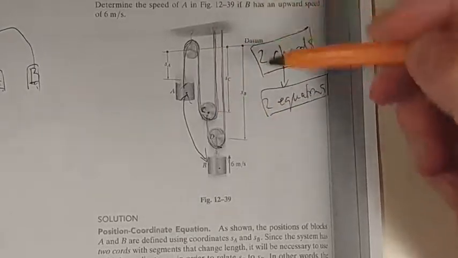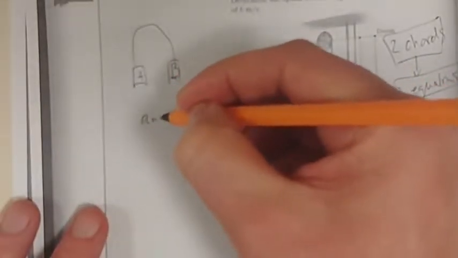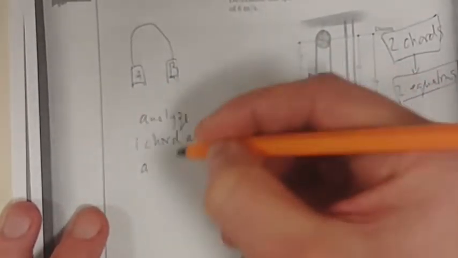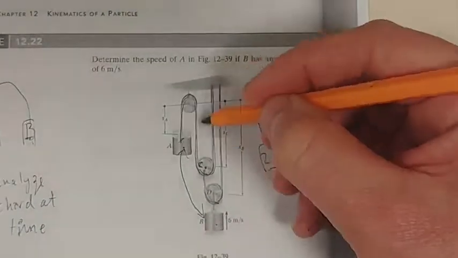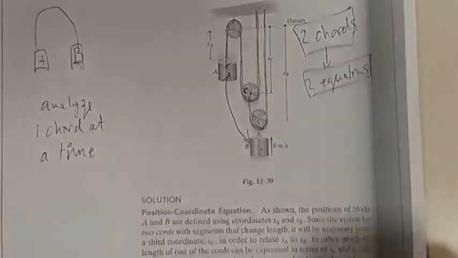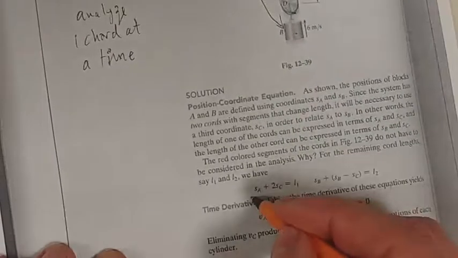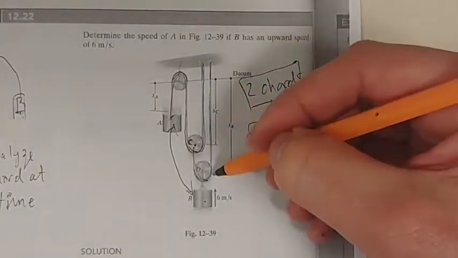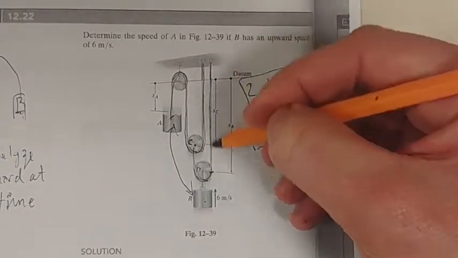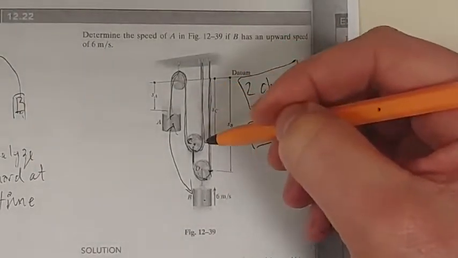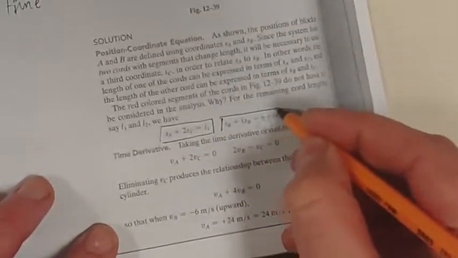So let's first look at this one. Remember, we analyze one cord at a time. Let's just look at this cord. What's the length of this cord? It's going to be SA plus 2SC, and that's what we have here. That's the length of the first cord. And the second cord is going to be SB, plus that length there, which is SB minus SC. And that's what we have there.